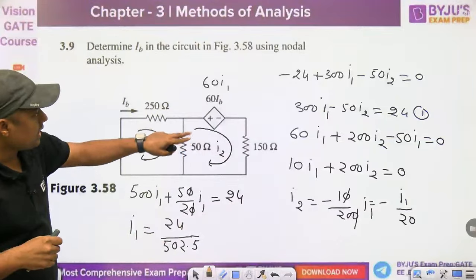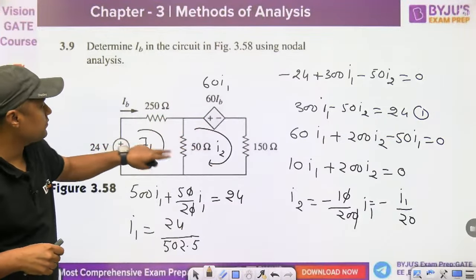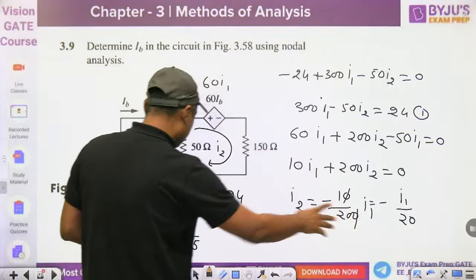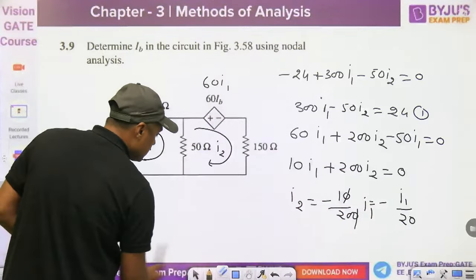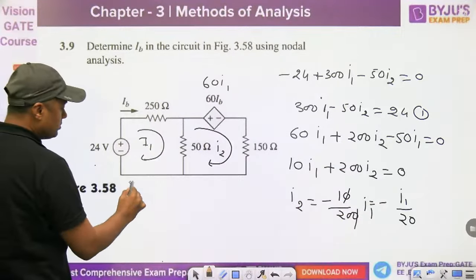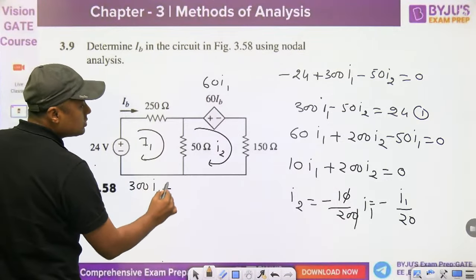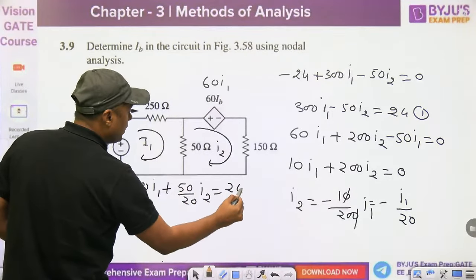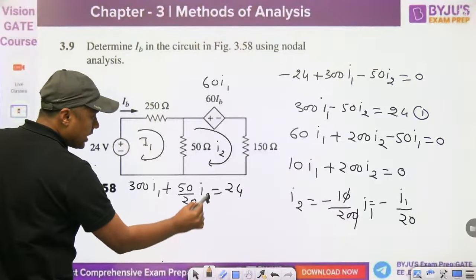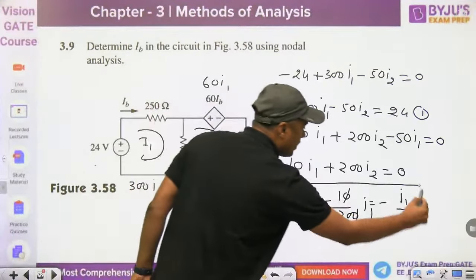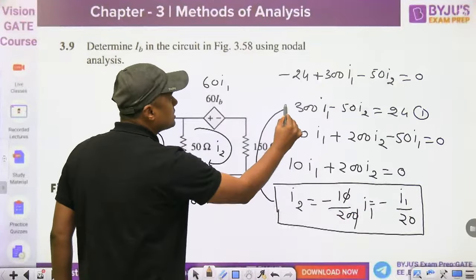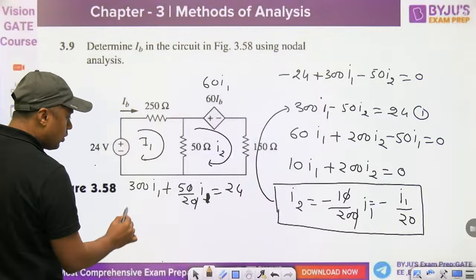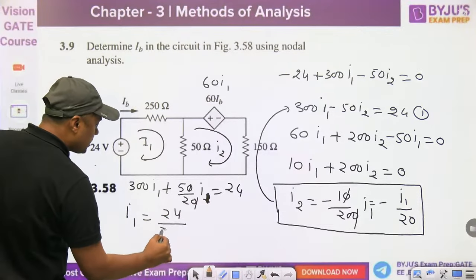And the next one, I think I have written 150 plus 200 minus 50, okay, everything is fine. Then this, I have taken common. Now put these values, it will become 300 I1 minus plus 50 by 20 I2 is equal to 24. This is I1, why? Because I have replaced this I2. I have put this value of I2 in equation number 1. And then this is nothing but 2.5. So I1 is equal to 24 upon 302.5.